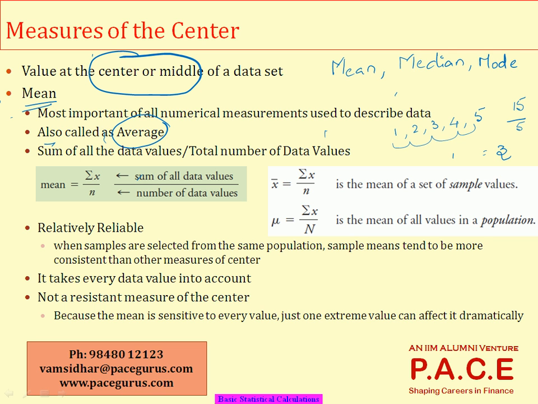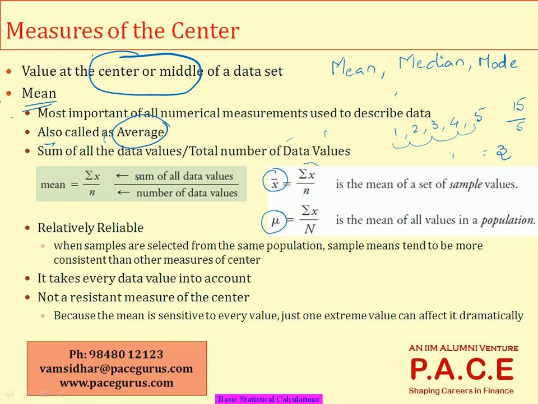And depending on whether we are computing the mean for a sample or a population, the terminologies differ. When we are computing the mean of a sample, we call it x bar. When we find the mean of a population, we represent it as mu. The terminologies also should be slightly comfortable for us. Whenever we see x bar, it means that it is representing a sample. Whenever we see mu, we can very well say that it represents a population.